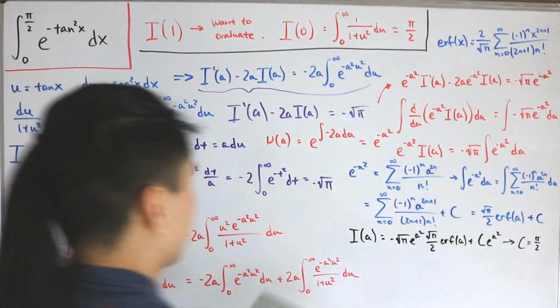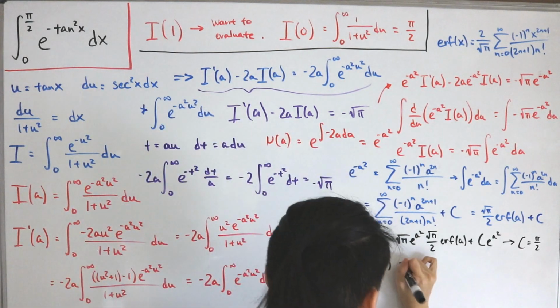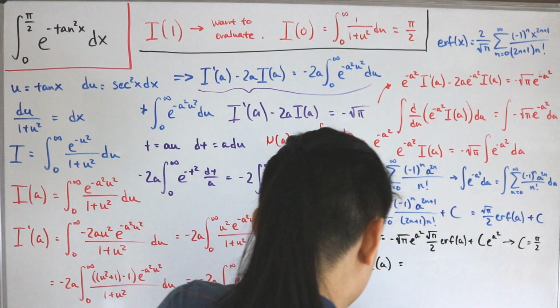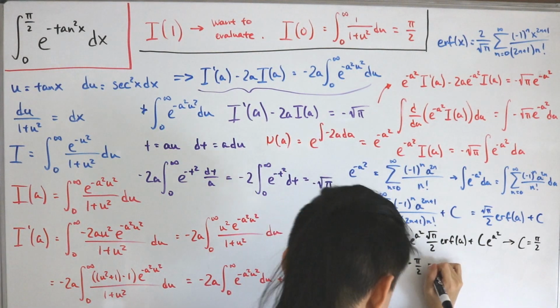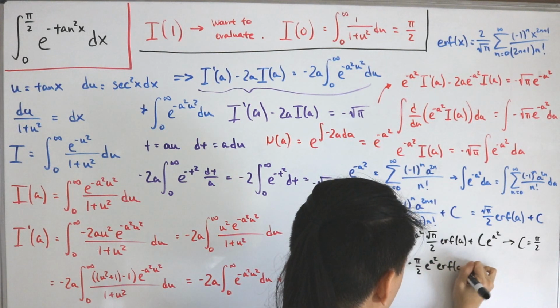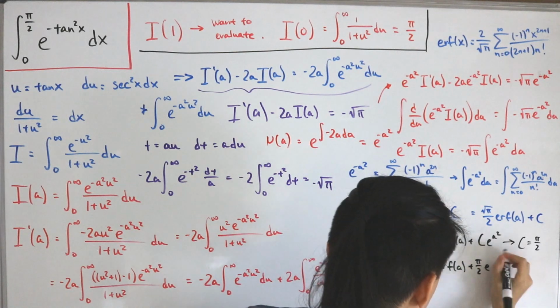Okay, so with that in mind, let's just continue forward. So I of a is then equal to, simplifying some things out, those square roots are going to cancel. So we'll have negative pi divided by 2, multiplied with e to the a squared, multiplied with the error function of a, and then add this with pi divided by 2, multiplied with e to the power a squared.